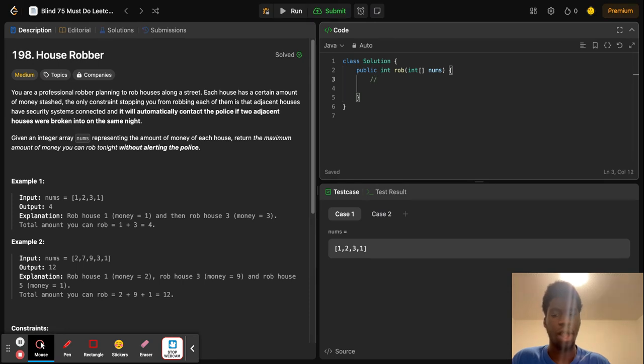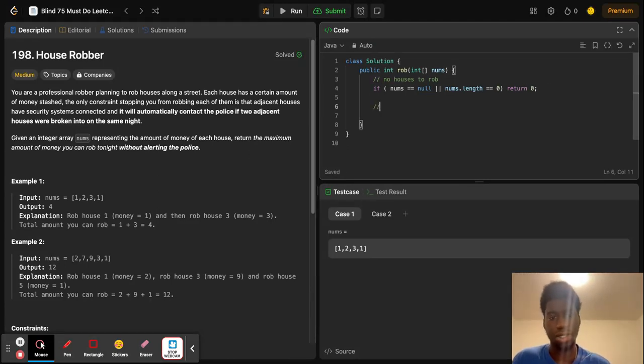How I like to think of it is, what if there are no houses to rob? There are no houses to rob if nums, because you're given the array, equals null, or nums.length equals zero, then we return zero because it's an int class.